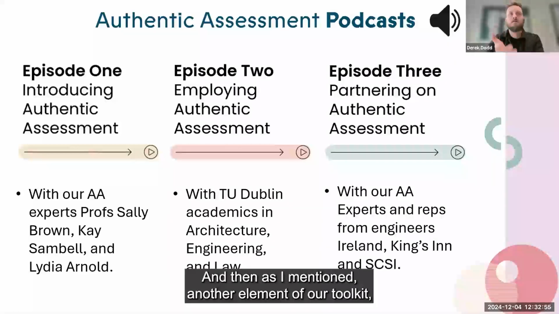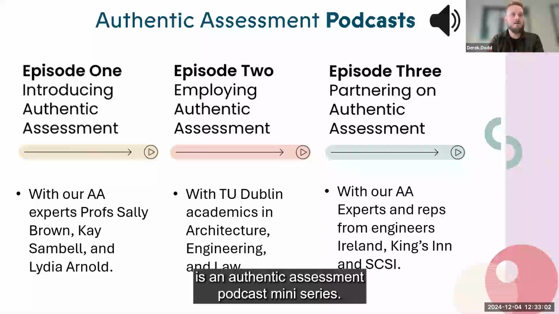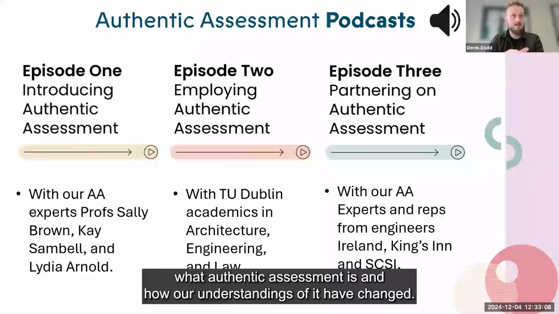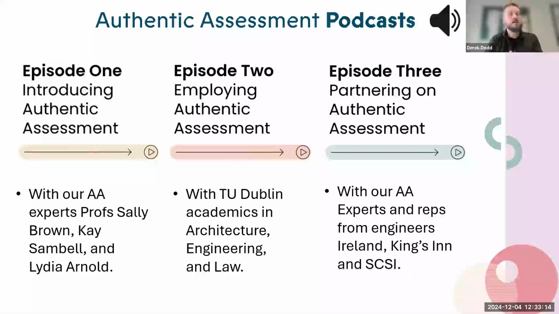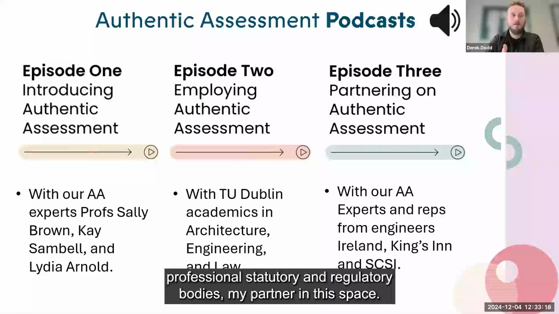And then, as I mentioned, another element of our toolkit, something that will be used as a learning resource within our digital badge, is an authentic assessment podcast mini-series. Across our 3 episodes, we focus respectively on exploring what authentic assessment is and how our understandings of it have changed, then how we might go about embedding it within our own assessment practice, and lastly, how program teams and PSRBs, that's professional, statutory and regulatory bodies, might partner in this space.